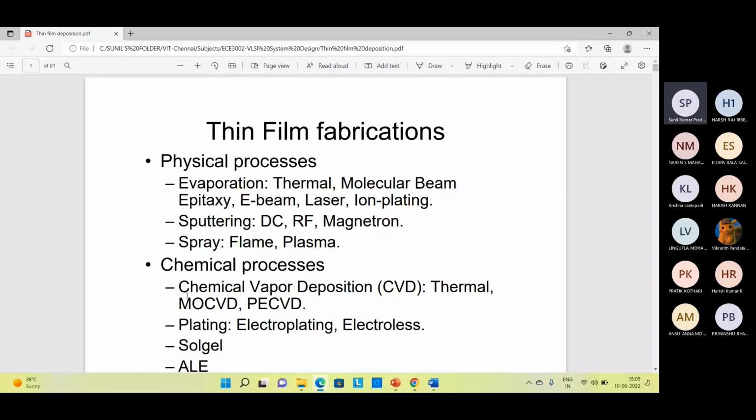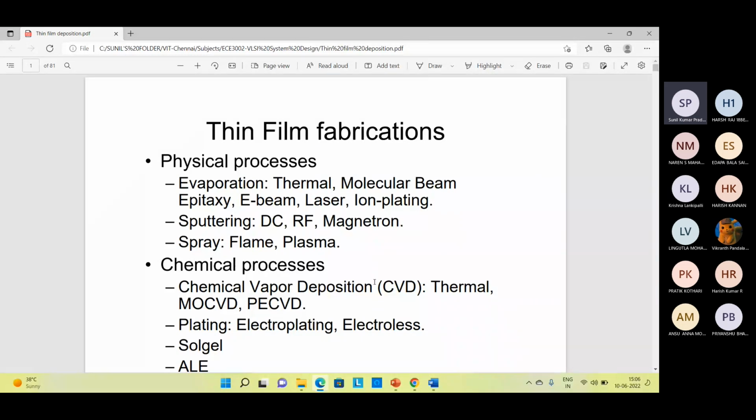Now, this is all about physical processes. In the chemical processes, there are four categories, and they are chemical vapor deposition, that we call CVD. Second one is called plating. Third one is called sol-gel, and fourth one is called ALE. ALE means atomic layer epitaxy. So this is the fourth category.